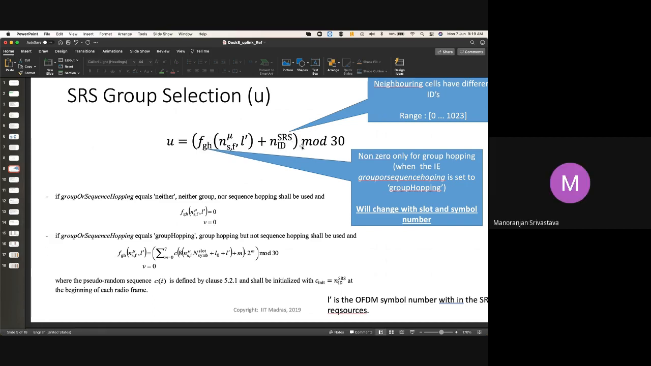NSF is what, sir? That is the slot number, the slot number in a frame. Okay, slot number in a frame, and this is the symbol length. L dash is the symbol index. Which symbol are you transmitting?